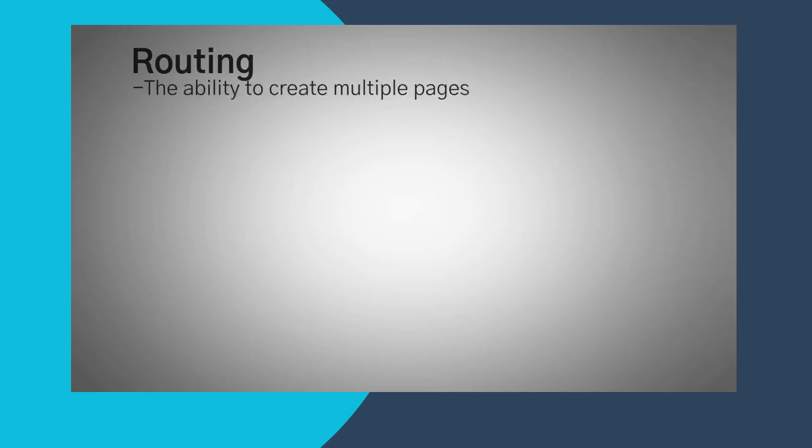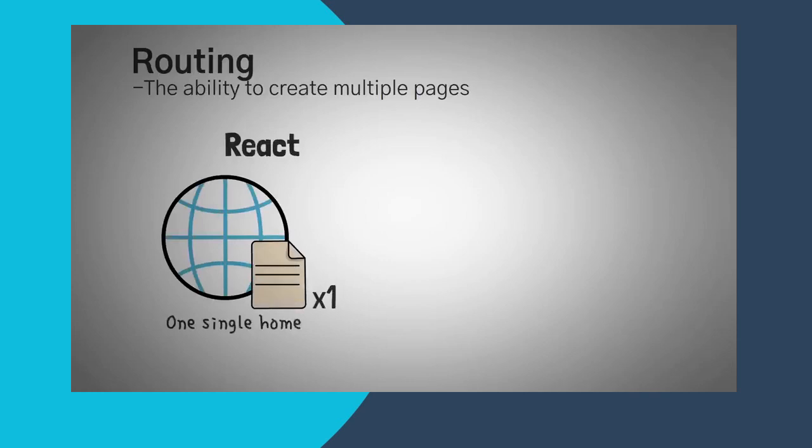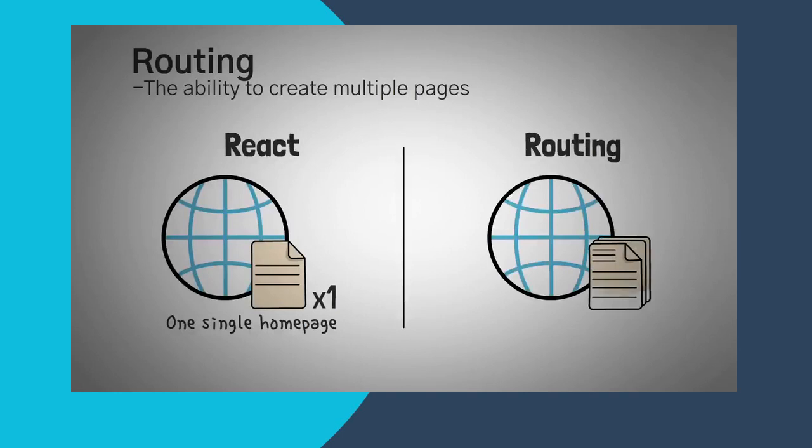Now, another thing that's really useful with React is something called routing. And routing is just a fancy word that describes the ability to create multiple pages. On its own, React only creates one single home page that you can use. With routing, you can add multiple pages to your dApp, like /info or /buy or /trade, to make your dApp exponentially more useful. It's not super intuitive, but once you understand it, it's very easy to set up.